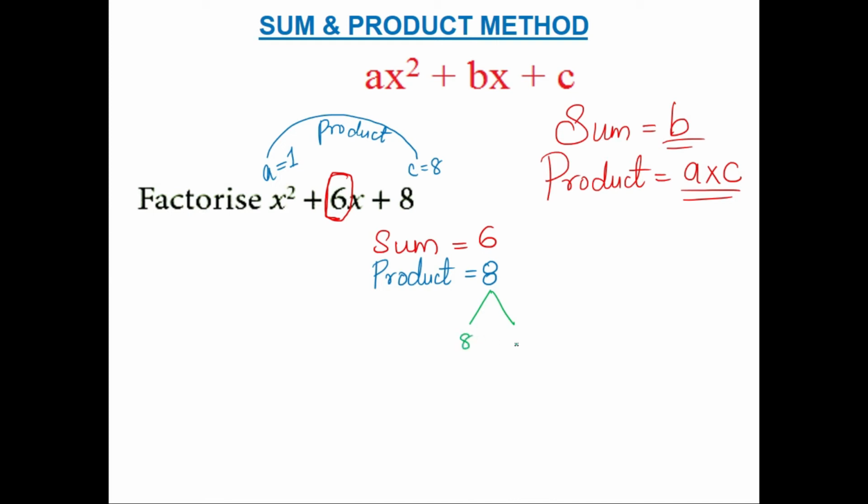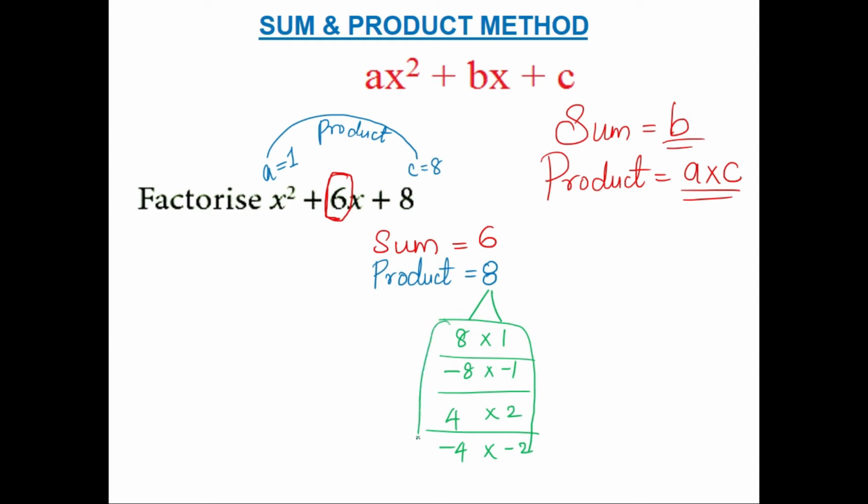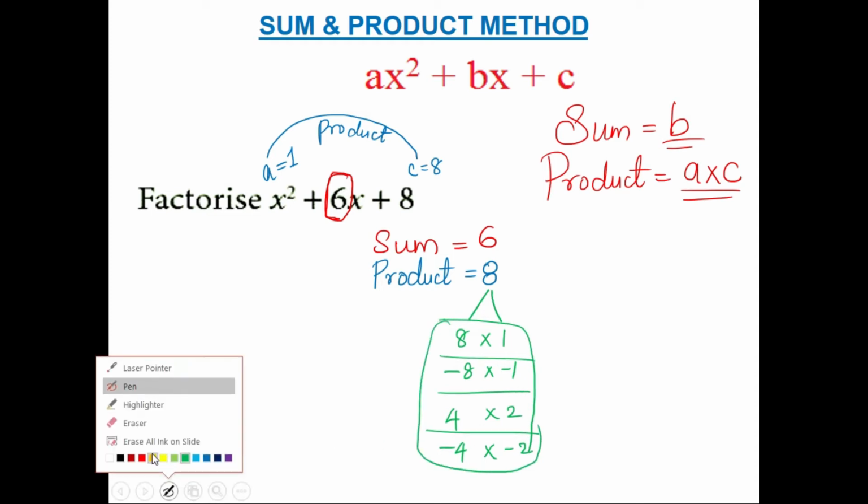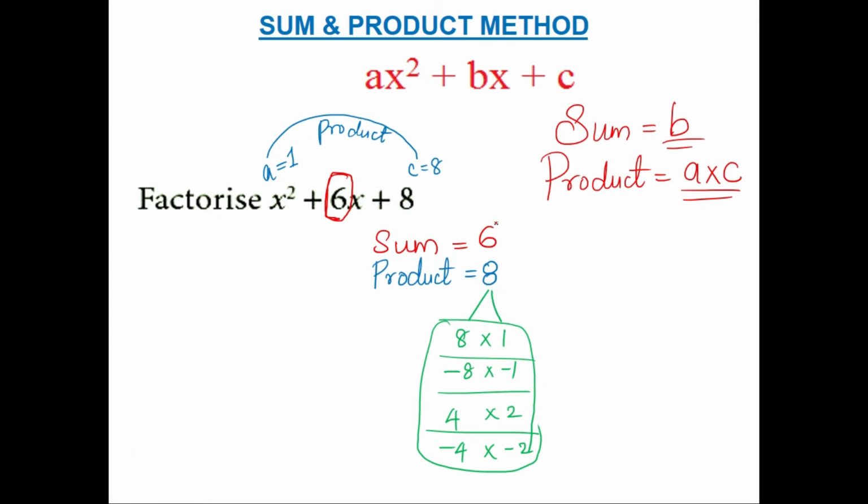You have 8 and 1. It can be negative 8 and negative 1. It can be 4 and 2. Or it can be negative 4 and negative 2. So you have all these options giving you the product 8. But you should be selecting the one that gives the product 8 and at the same time the sum 6.